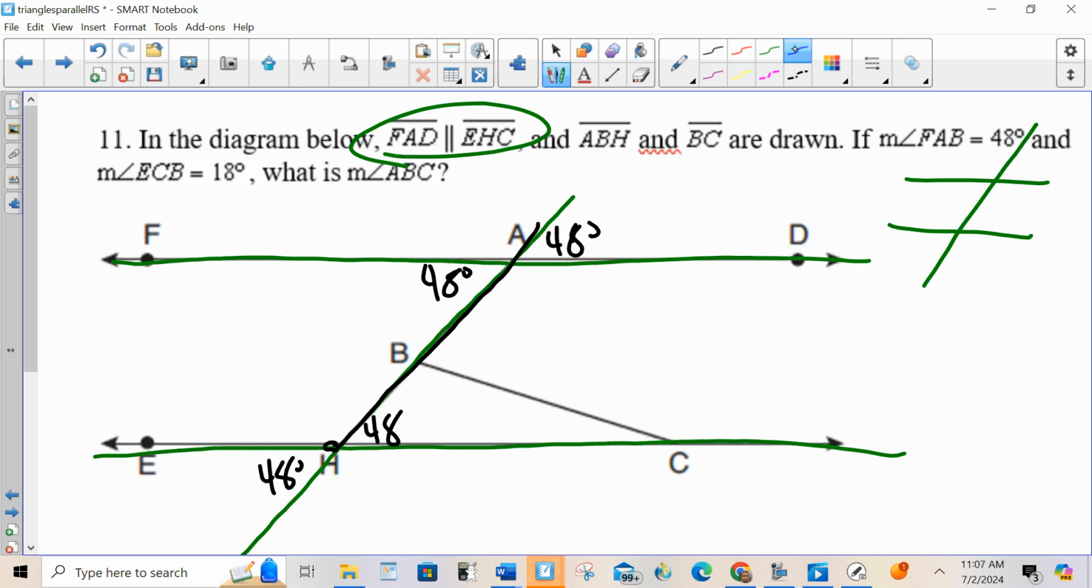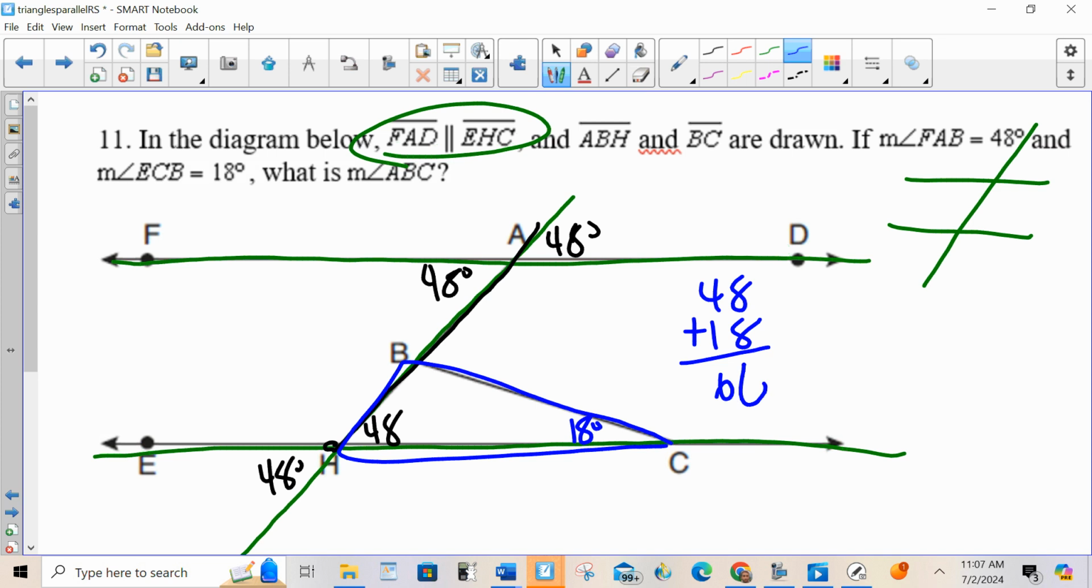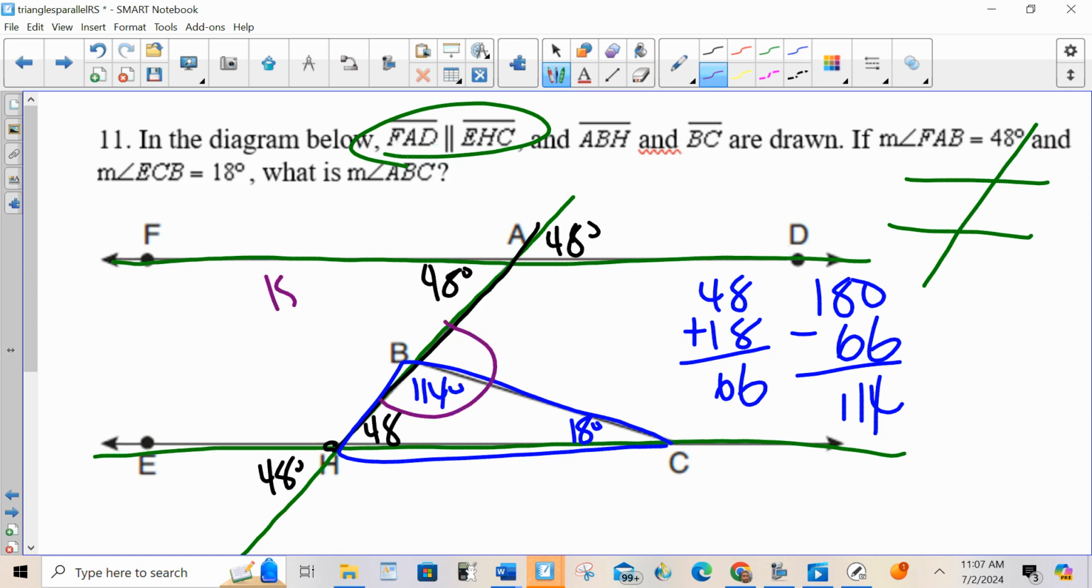From here, it's kind of the same thing we did before. ECB is 18. ECB is right here. I have angles of a triangle. 48 plus 18 is 66. 180 minus 66 is 114. Now I look for linear pairs. Boom, there it is. 180 minus 114 is 66. You also could have used exterior angle theorem to come up with this, but I prefer you to just look for your linear pairs and angles of a triangle. ABC is 66 degrees.